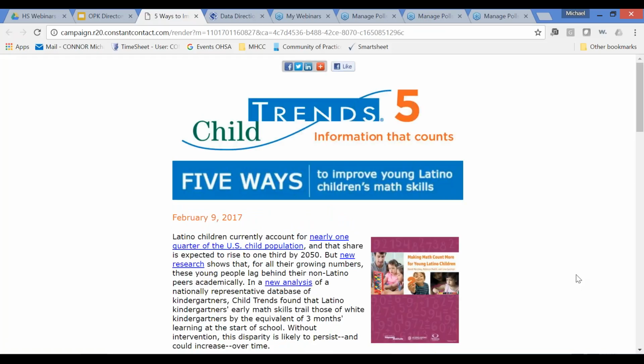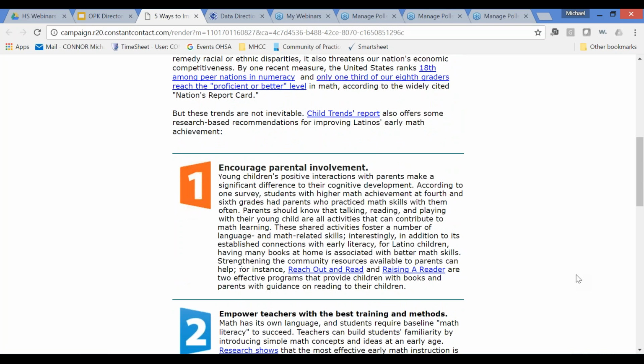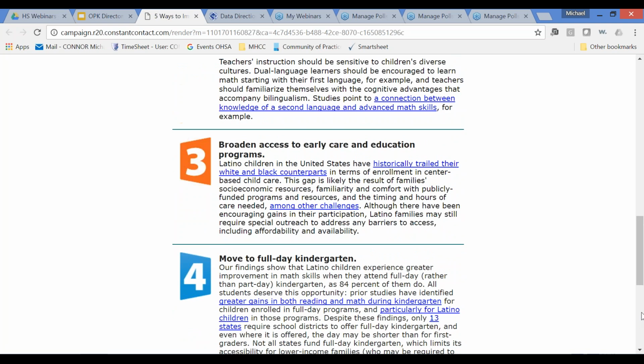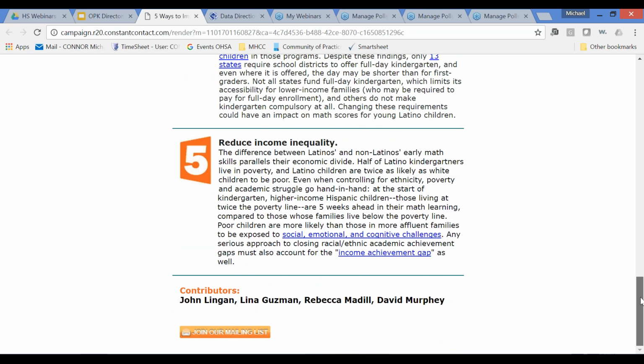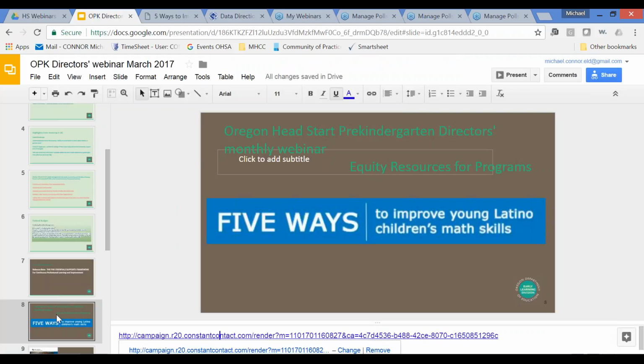there's a worksheet, there's a report, there's some nice graphics. Hey, look at that. These are things that line up nicely, don't they? Encourage parental involvement, empower children with the best training and methods. And there's some infographics that go with this. So that's a resource that will go out in the slides. Just share that with you. It'll be easier if I just keep this view.